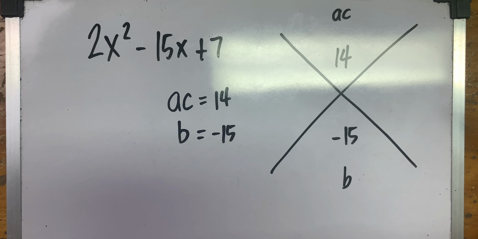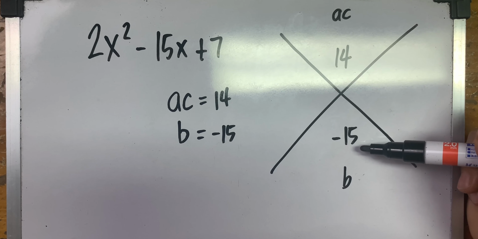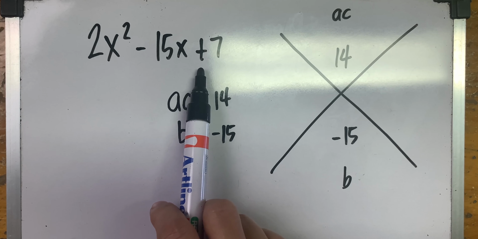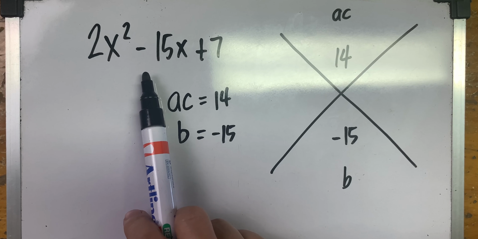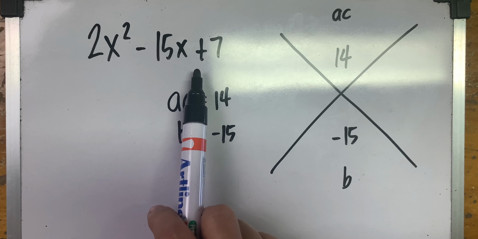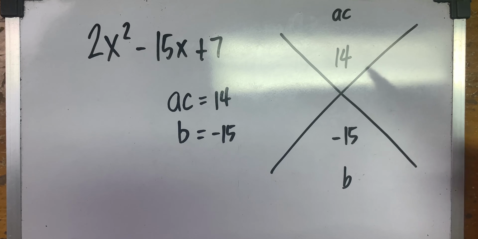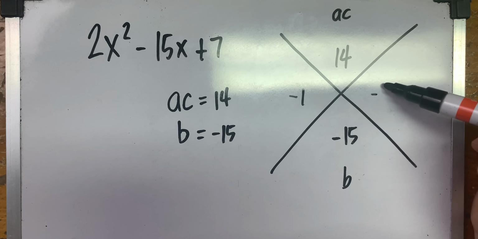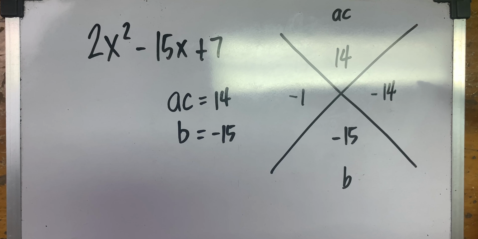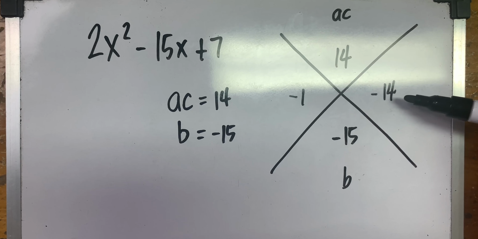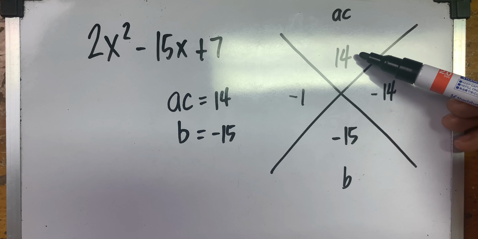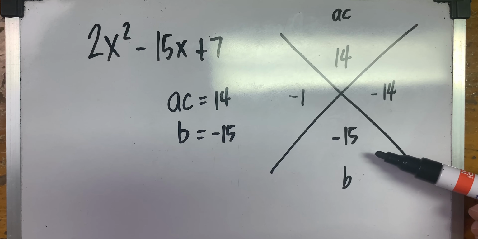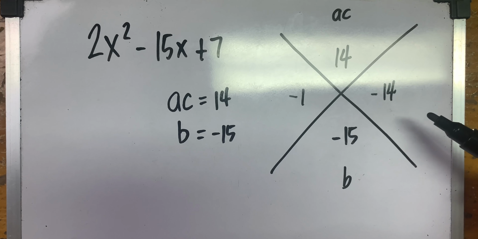Now, we have to look for factors of 14 that will give us negative 15. But before that, you have to look at the signs. The last term is positive, and the sign of the middle term is negative. So therefore, the two numbers that we're looking for are both negative. So for the factors of 14, it will be negative 1 and negative 14. Negative 1 times negative 14 will give us positive 14, and negative 1 plus negative 14 will give us negative 15. So therefore, these are the two numbers we're looking for.